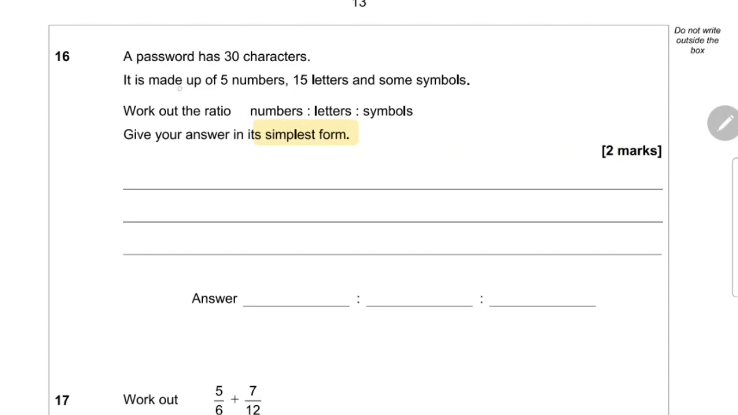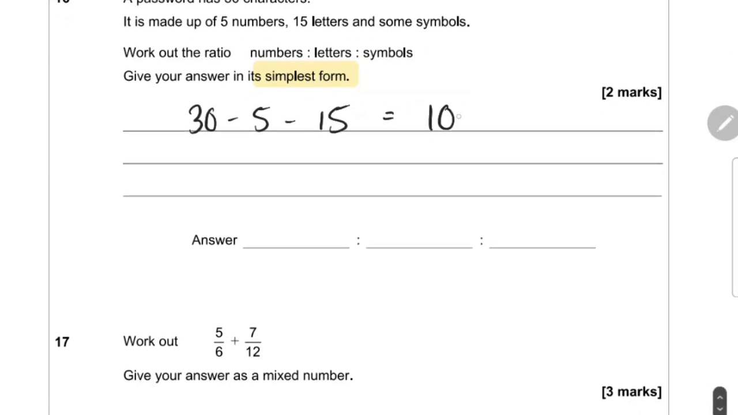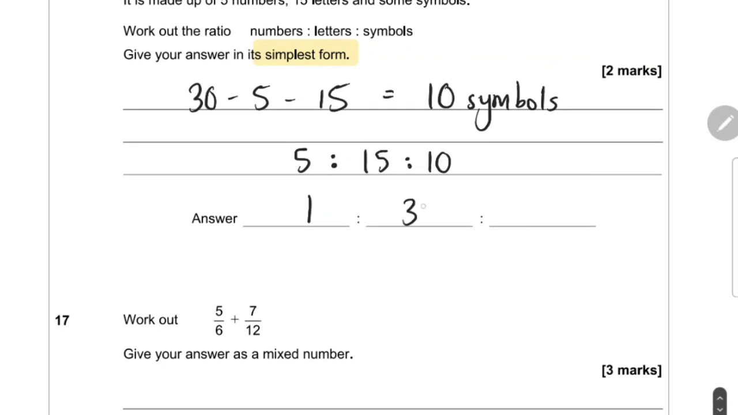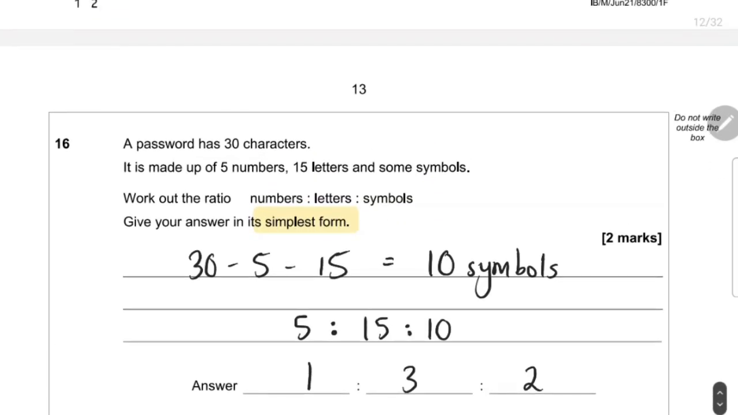So we know that the total number of symbols is going to be 30 minus 5 minus 15. So that's going to be 10. So there are 10 symbols. So that's going to give us a ratio of 5 numbers to 15 letters to 10 symbols. So we can divide that whole ratio by 5 to get us 1 to 3 to 2. Because 5 divided by 5 is 1, 15 divided by 5 is 3, and then 10 divided by 5 is 2.